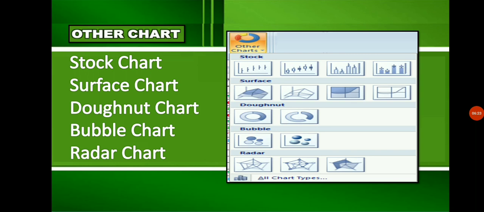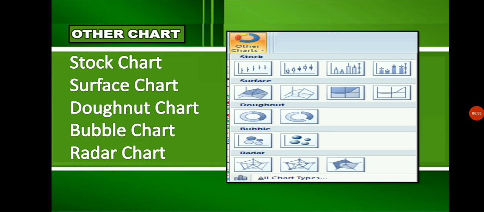Next is the donut chart. This donut chart is like a pie chart. A donut chart shows the relationship of parts to the whole, but it can contain more than one data series, while in the bubble chart, data is arranged in columns in the worksheet, so that X values are listed in the first column and corresponding Y values and bubble size values are listed in the adjacent columns. This is how two values are plotted in the bubble chart.